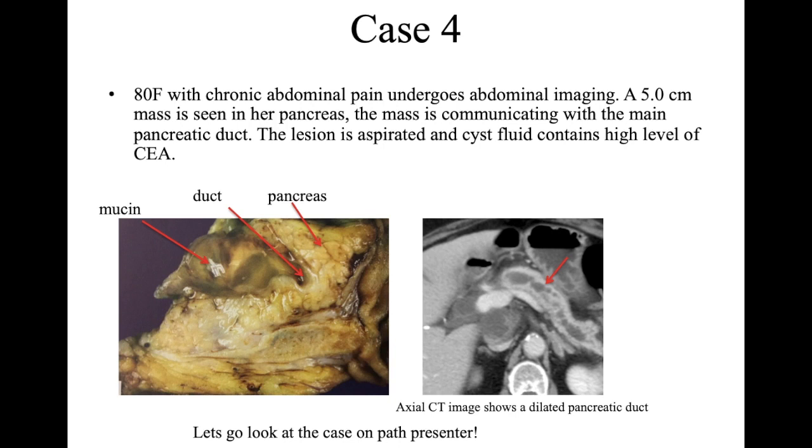That is important because depending on the kind of lesion you have, some lesions will communicate with the pancreatic duct and some will not communicate with the pancreatic duct. So that helps you in your differential diagnosis. And the lesion was aspirated, and the cyst fluid contains a high level of CEA.